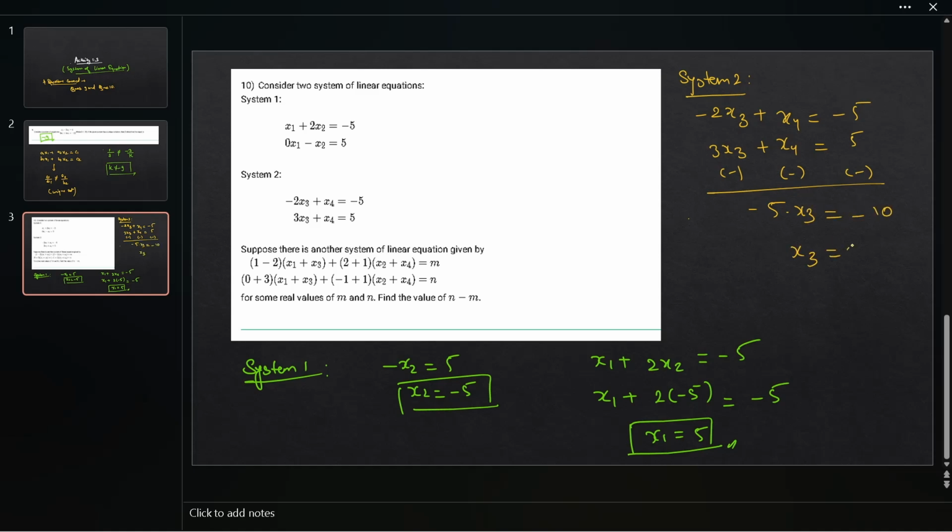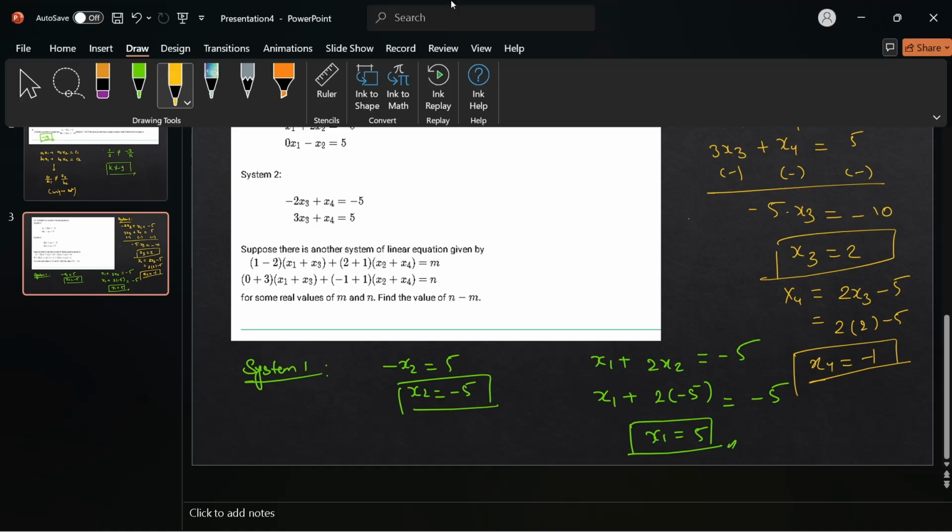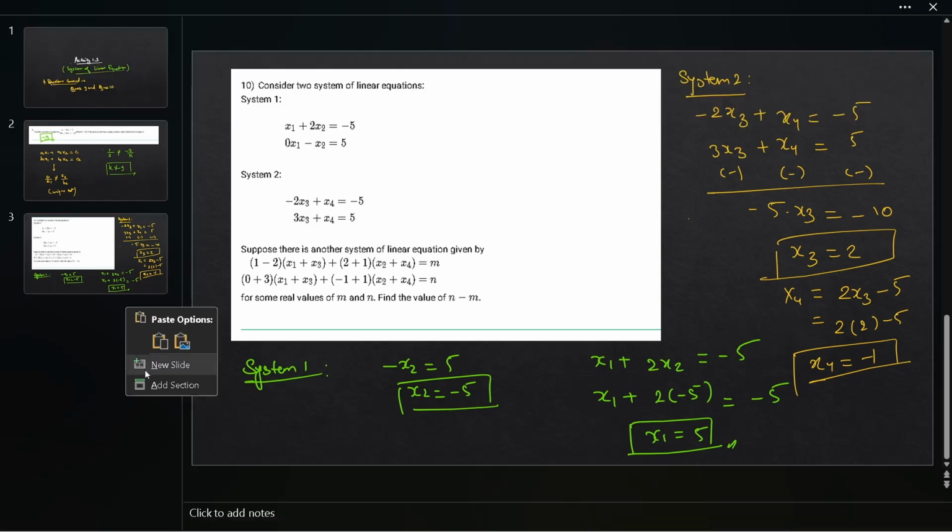From here we get the value of x3 equal to 2, and if we put the value of x3 in any of the equations, let's say we're putting the value of x3 in the first equation, where we have x4 is equal to 2 times x3 minus 5. So we get 2 times 2 minus 5. So the value of x4 that we got is minus 1. Now, the next task is to put the values of x1, x2, x3 and x4 in the given equations.